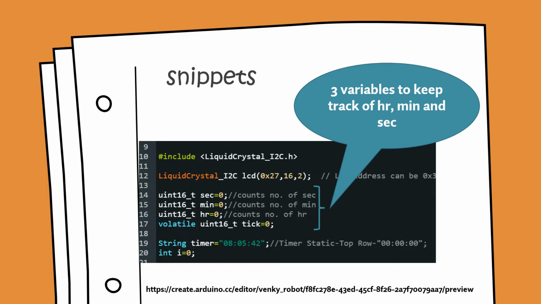But in case we have hit 59 seconds, then the number of seconds would get updated to 0 and the number of minutes would get incremented. So this integer i we are going to use in our void loop, and the string timer is basically the initialization. So this is just an initial value to start off the clock.